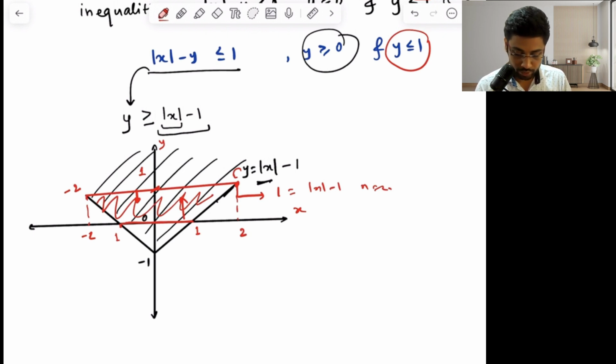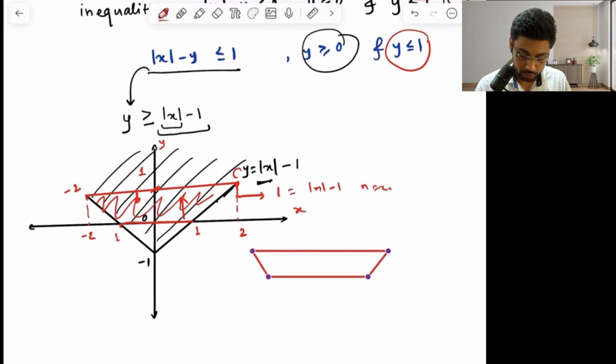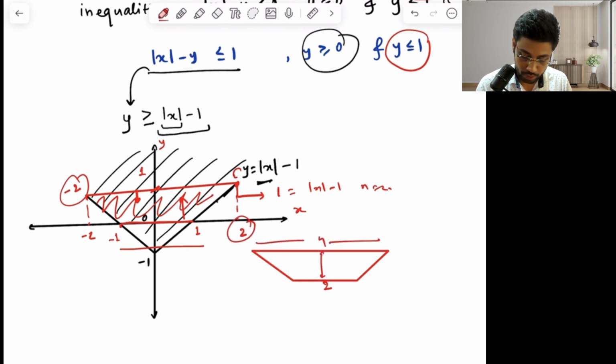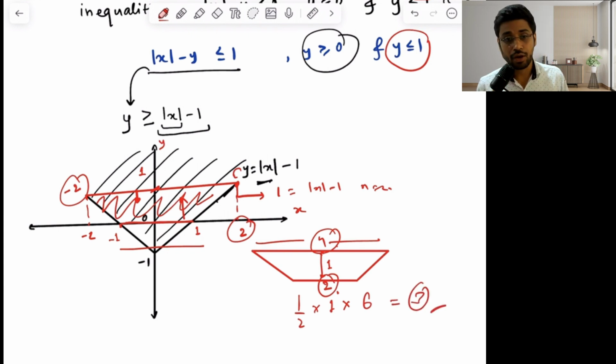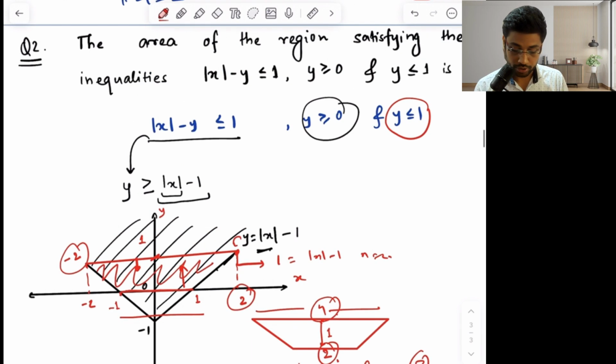So it's pretty easy now. It's just a trapezium. Okay. So let me just draw it for you over here separately. So it's a trapezium. The base is from minus 1 to 1. That's 2 units. From minus 2 to plus 2. That's 4 units. The height is, of course, 1. So half into height into sum of parallel sides. 4 plus 2 is 6. The area is 3.